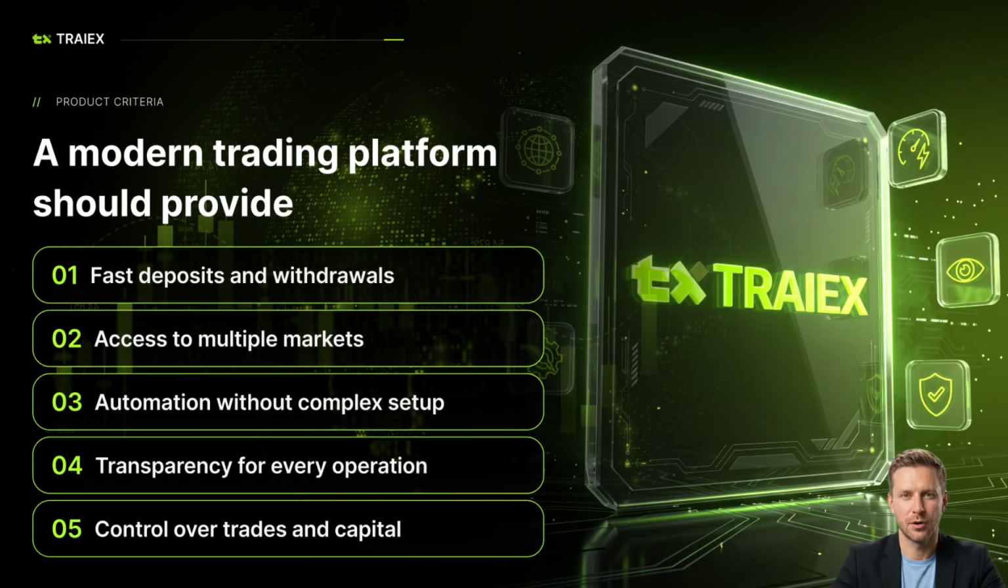If we strip away the marketing promises and keep only the practical value, a good modern trading product has to meet 5 requirements. First, the user needs a clear path from fiat into digital assets and back. Second, the platform needs a full range of markets and trading tools, so the person does not outgrow it within a few months. Third, automation has to connect without hours of technical setup. Fourth, the user has to see exactly what the technology is doing. And fifth, they have to keep access to trading actions and to their own capital. These are the 5 criteria we will now use to look at TRAIEX.